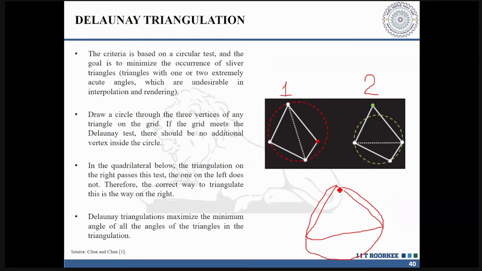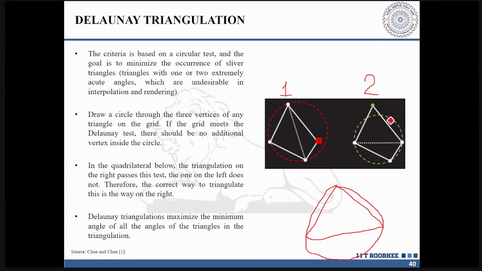It should not lie within the bound of that particular circumscribed circle. Now, if you do its triangulation like this, what you see is that this is the fourth point of the triangulation, which is lying inside the circumscribed circle. This is not the right triangulation.